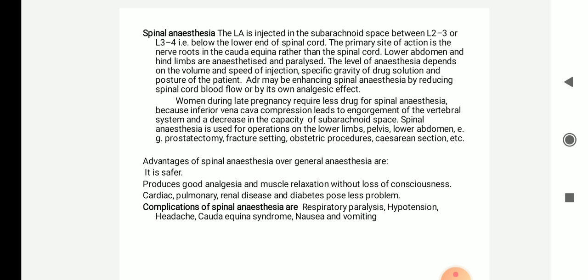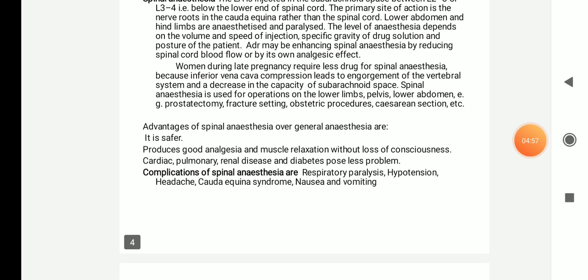Complications of spinal anesthesia are respiratory paralysis, hypotension, headache, cauda equina syndrome, nausea and vomiting. Cauda equina syndrome is a syndrome that will affect your nervous system. Okay.